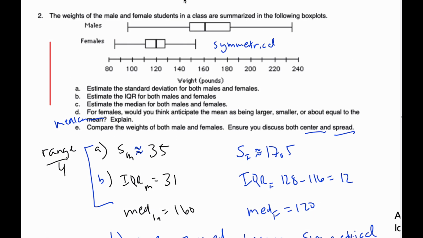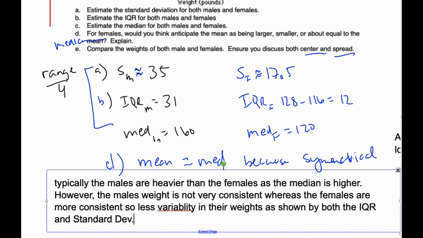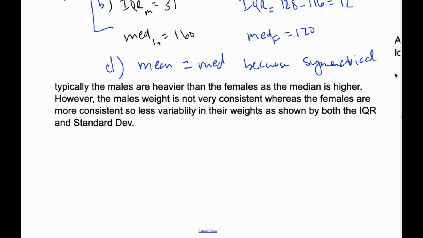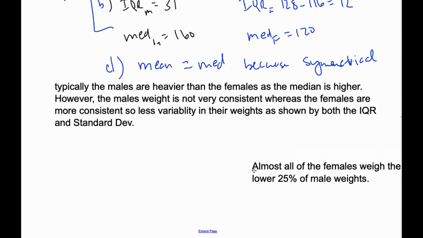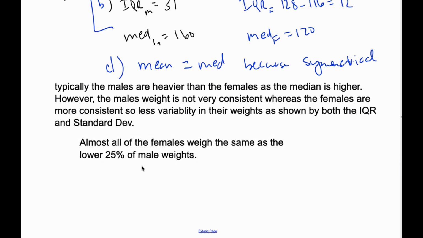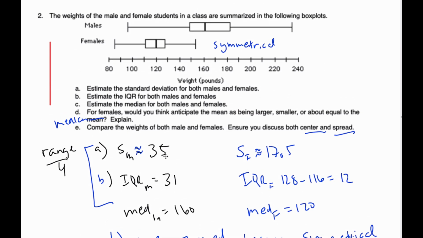Okay. And the other thing that's quite important is to look at this distribution here. All of the females are basically in the same range as the lower 25% of the males. And that's a fairly important observation. So what we can say is almost all the females weigh the same as the lower 25% of males. So this is the lower 25% of males, and almost all the females are in that range or lower.